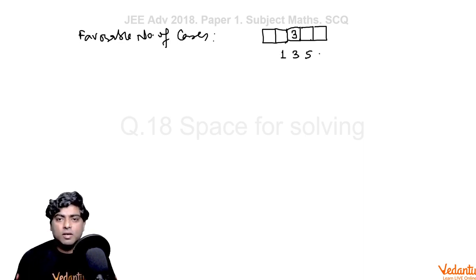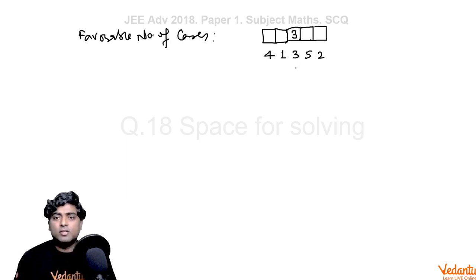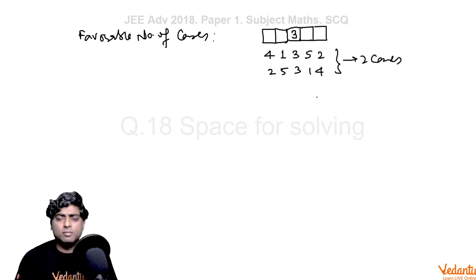2 should come here and 4 should come here, and there will be a flipping of this structure around 3, the middlemost number. We can flip it, so I can write 2 5 here and 1 4 here. So there will be 2 cases in all. There will be no other cases when 3 is the middlemost number.